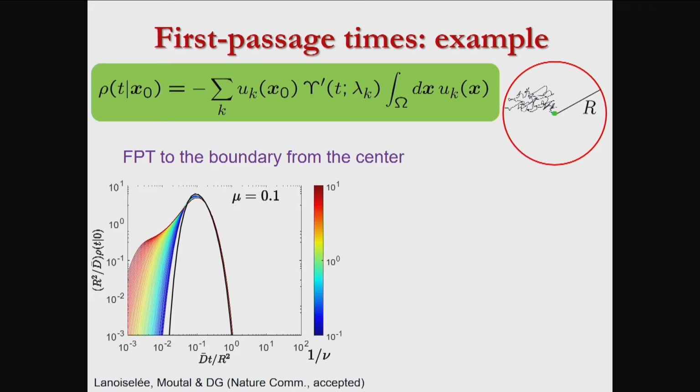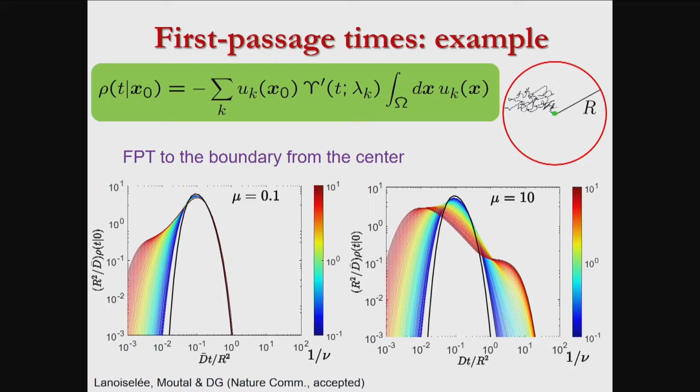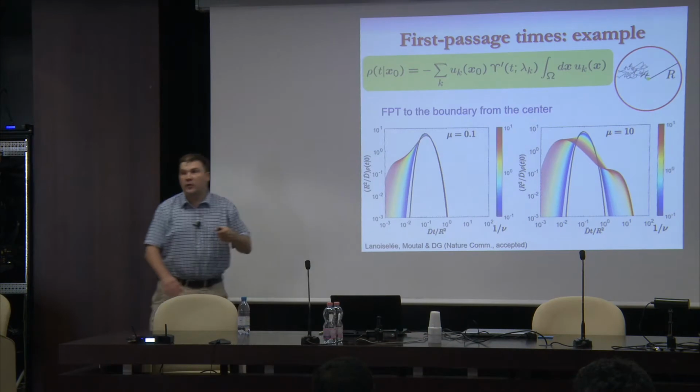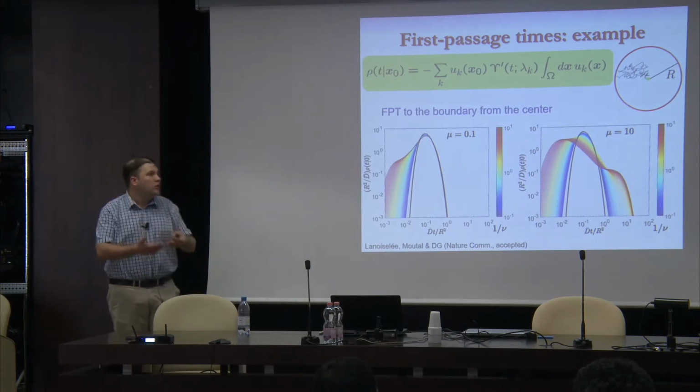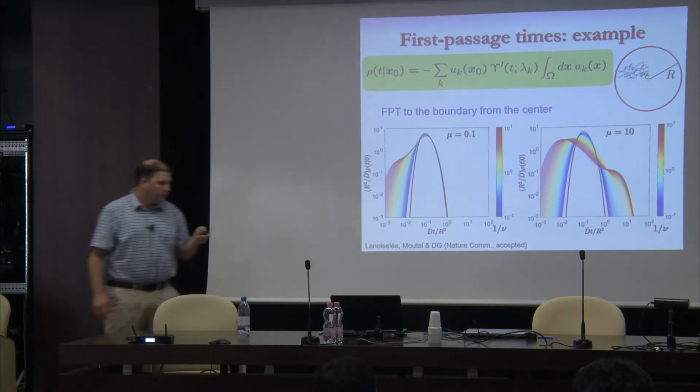The situation becomes more interesting at longer disorder scale, so mu is equal to 10 here. Here you can see that not only the left tail is affected, but also the right tail. Moreover, you can notice that the most probable value moves again to shorter times. So if you introduce stronger disorder, it would facilitate the arrival.